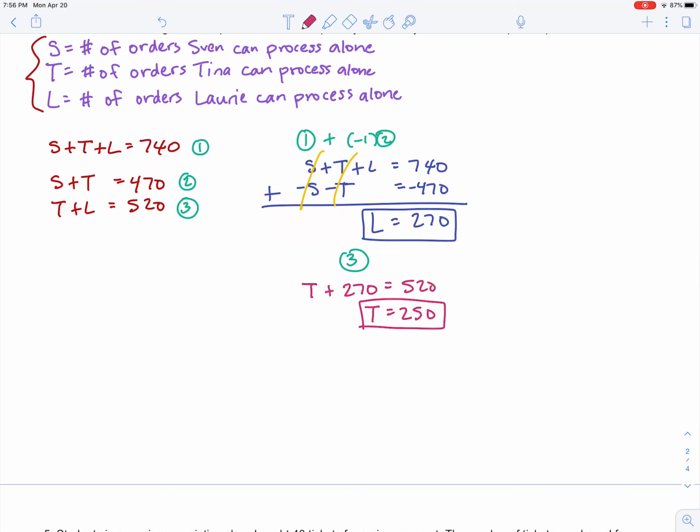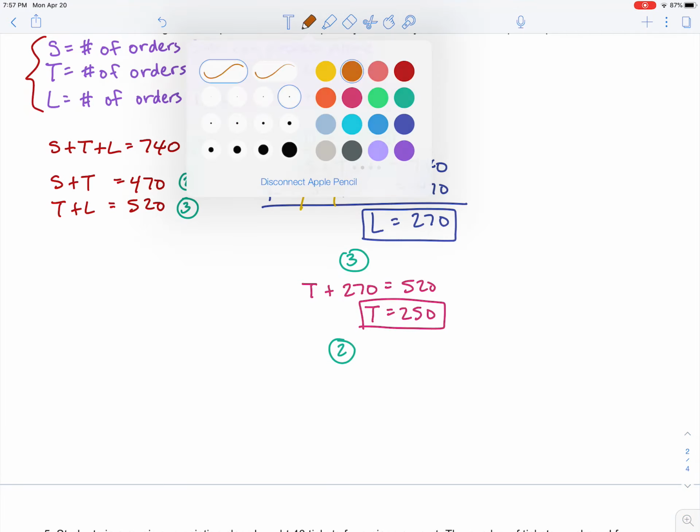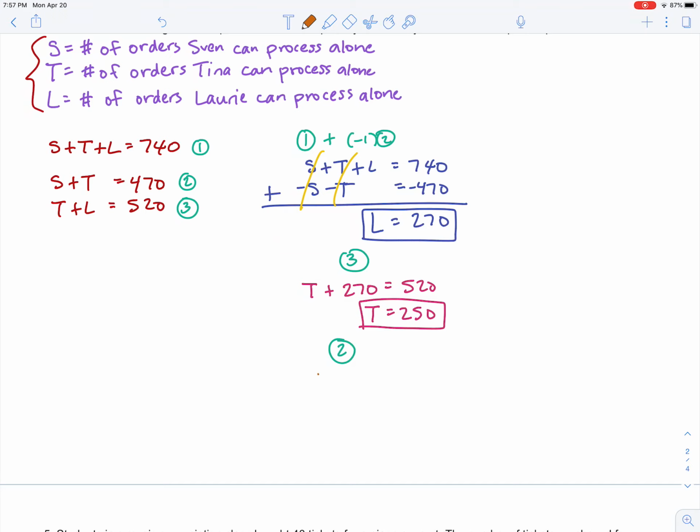And lastly, we want to solve for S. So if I go back to equation 2 and replace T with 250, I can solve for S. So I have S plus 250 equals 470. Subtracting 250 from both sides, I get S equals 220. So we've solved for S, T, and L.